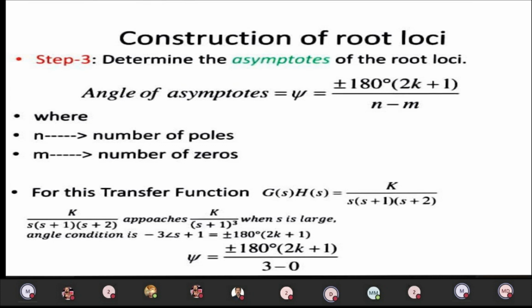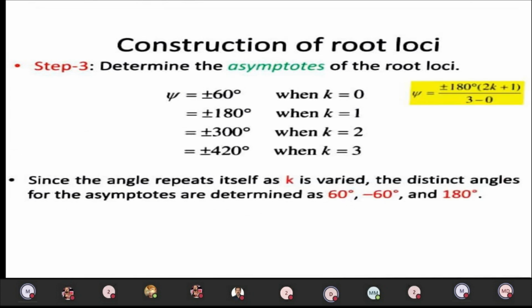So you can just substitute and apply various values of k. You can see the angle values repeat: plus or minus 60, plus or minus 180, plus or minus 300, plus or minus 420, and so on for various values of k. Whenever the angle increases greater than 180, you have to add plus or minus 360. For example, plus 300 will be added with minus 360, and we get minus 60. Similarly, minus 300 will be added with plus 360, and you get plus 60.